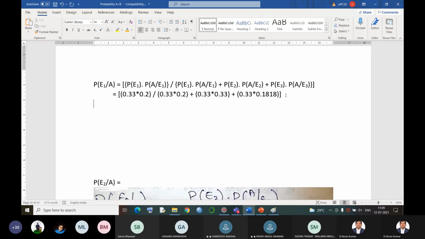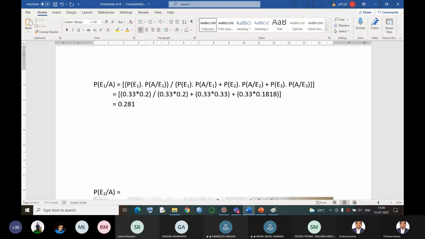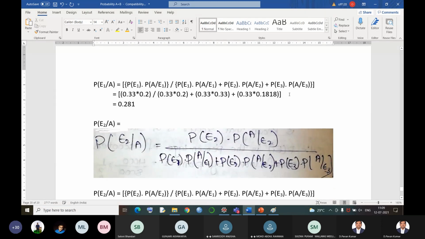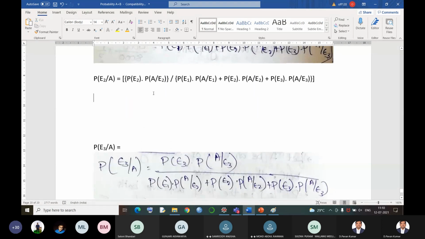So now by calculating this, we get the final answer as 0.281. That means the probability of getting one white and one red ball from bag 1 is 28.1% of chances. Okay, similarly let us find out what is the probability of getting one white and one red ball from bag 2.